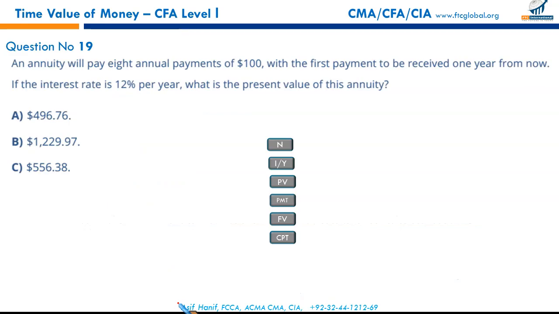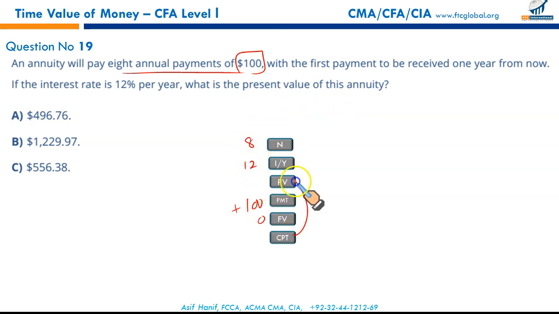Next question, 19. An annuity will pay 8 annual payments of $100. So you are receiving it, it's a plus. The first payment is to be received 1 year from now, so it is an ordinary annuity. If the interest rate is 12% per year, what is the present value of this annuity? Very simple, straightforward question. The payment period is 8. Interest rate is 12. Present value is to be calculated.